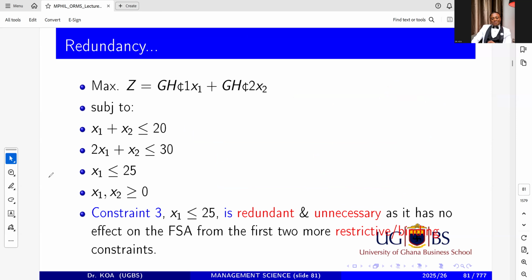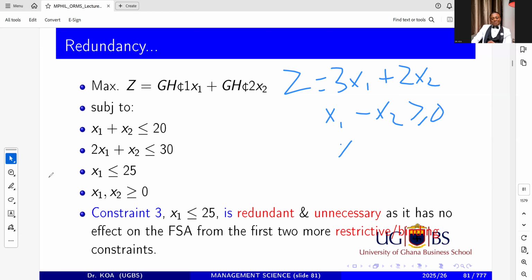So this is another one. You have a z function. Again, it's a maximization. Here you have 3x1 plus 2x2 subject to x1 minus x2 greater than or equal to 0, and then x1, x2 greater than or equal to 0. What is this irregular type? Is it multiple optimal solution, infeasibility, unboundedness, or redundancy?